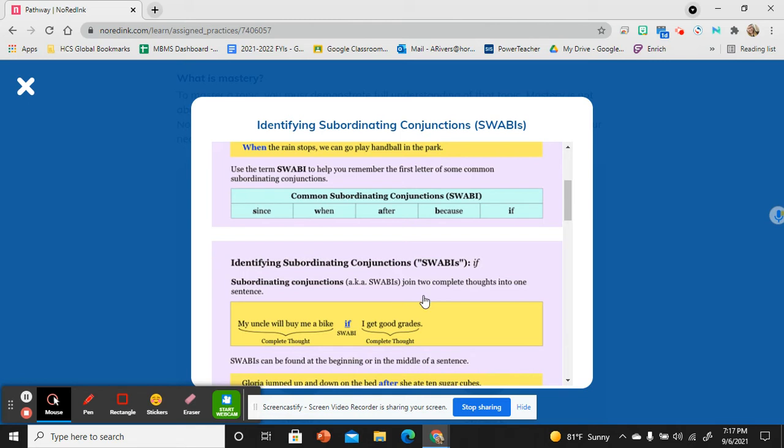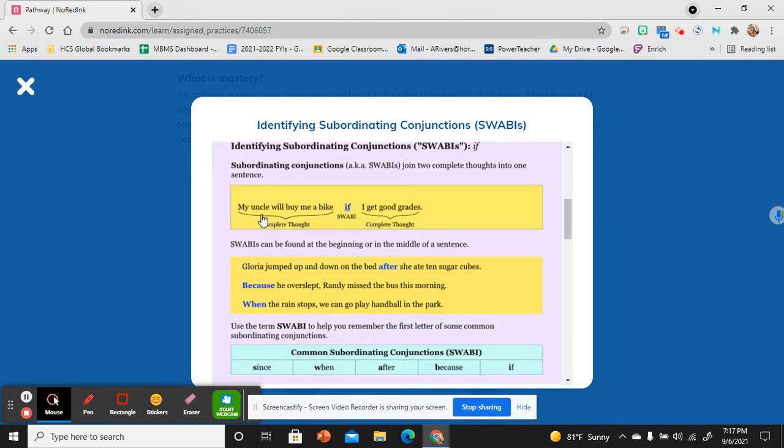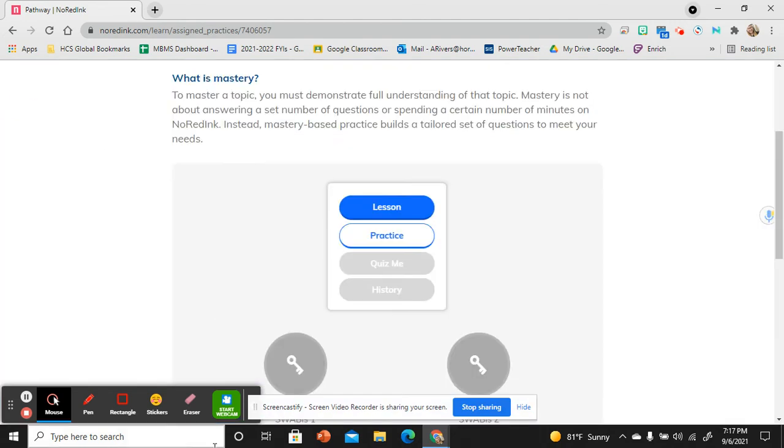Subordinating conjunctions can join 2 complete thoughts into one sentence. So when you look right here, it says, my uncle will buy me a bike if I get good grades. My uncle will buy me a bike is a complete thought, and I get good grades is also a complete thought. But we're going to make this a complex sentence by adding the word if in here. My uncle will buy me a bike if I get good grades. So we're essentially looking for these words, these SWABIs within these sentences for this first section.